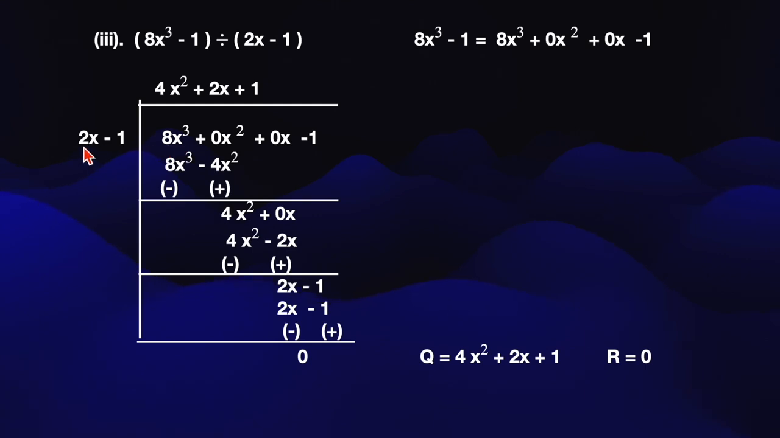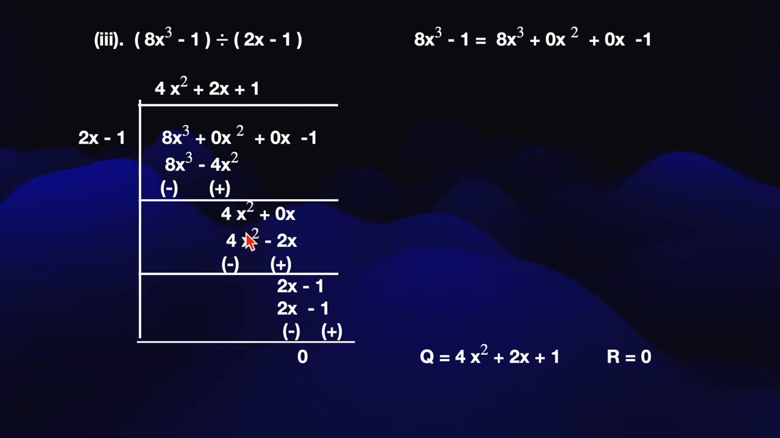Okay, take the first term, divide by 2x, you get 4x square. So 4x square multiplied by this divisor, you get 8x cube minus 4x square. Here both, you are going to change the sign here. Plus will become minus and minus will become plus. When we add this, it becomes 0. And when we add this, you get 4x square.